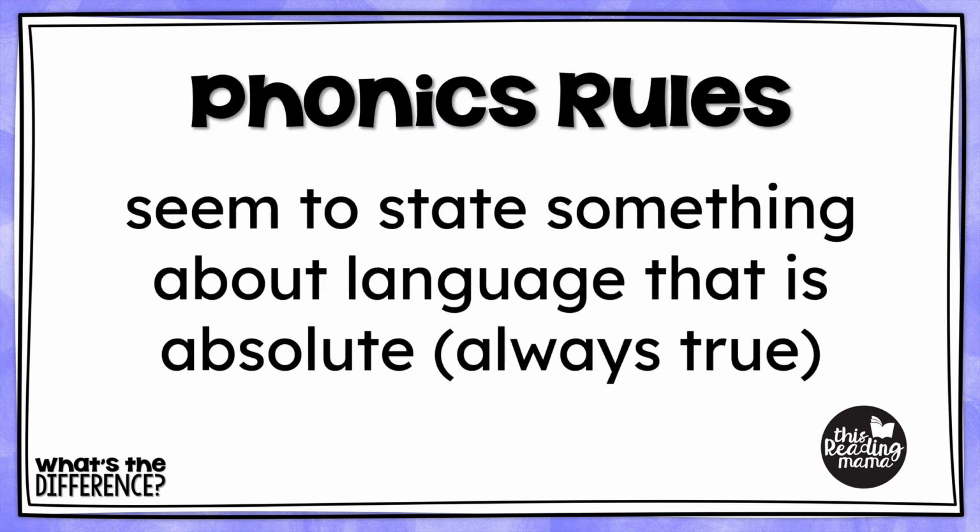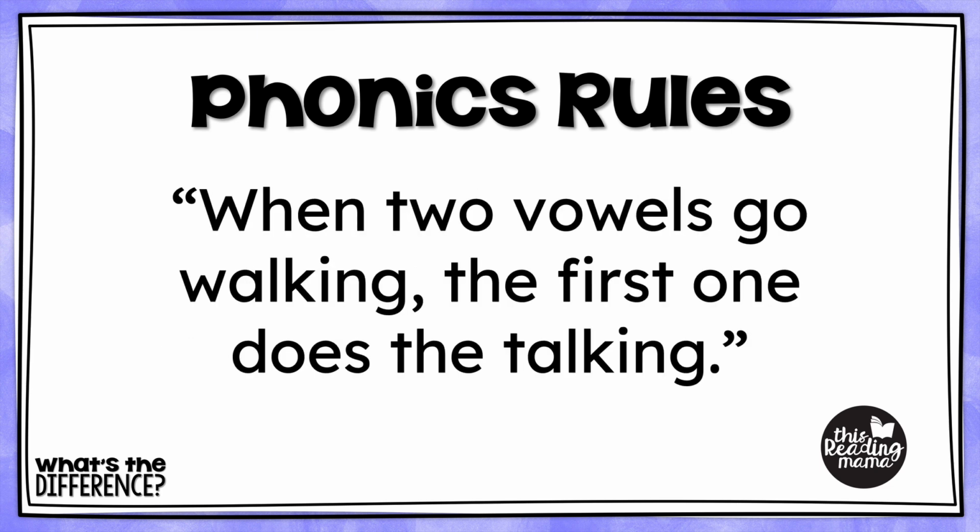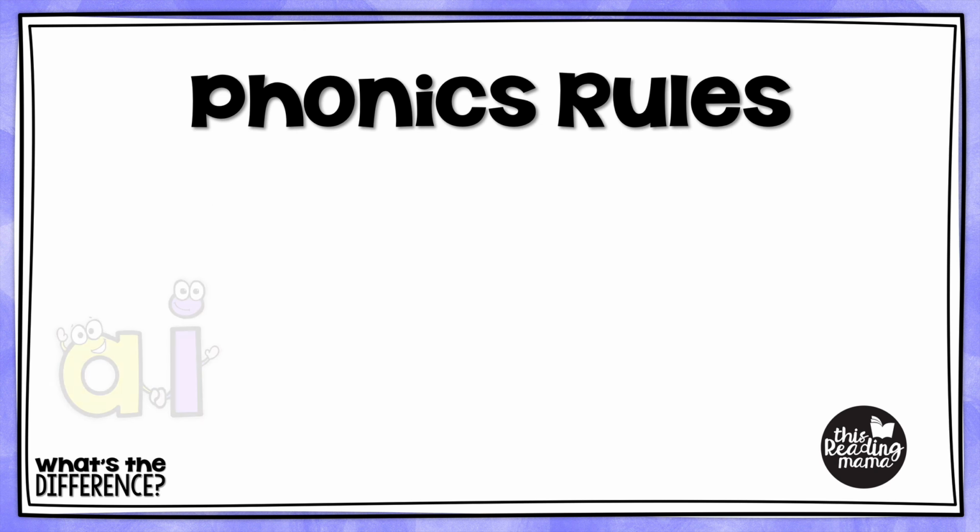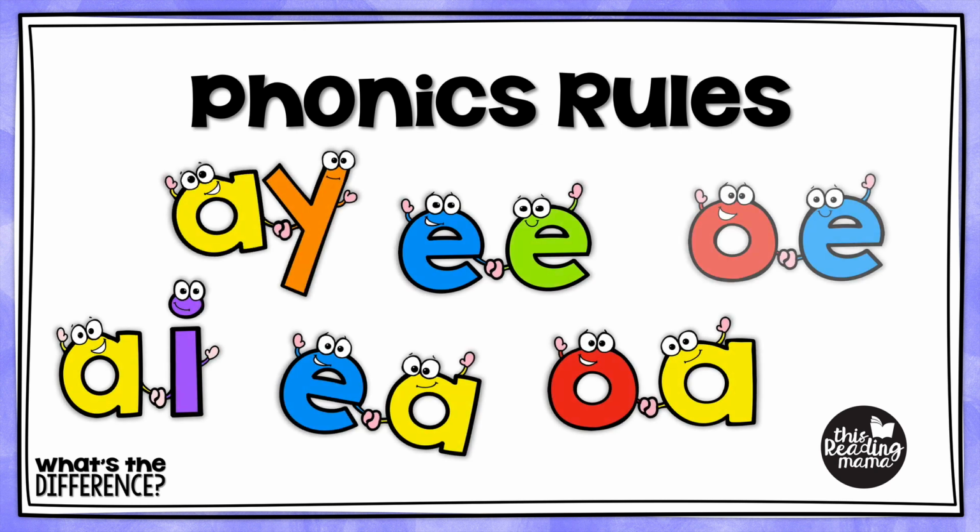Phonics rules seem to state something about language that is absolute or always true. For example, when two vowels go walking, the first one does the talking. Now, while there's nothing inherently wrong with teaching this to your learners, after all, it is a clever rhyme, it does seem to imply that this is always true. When you see two vowels side by side in a word, the first one will always do the talking and the second one is silent as it just walks. And the English language is full of vowel teams that follow this rule.